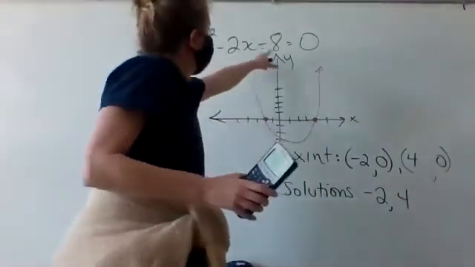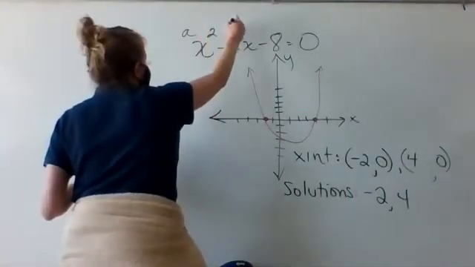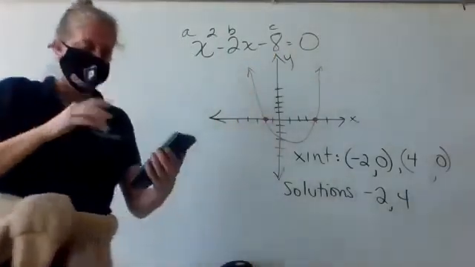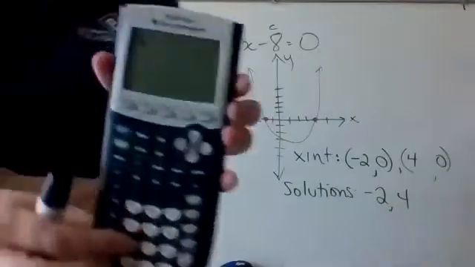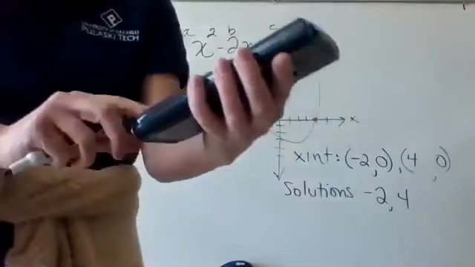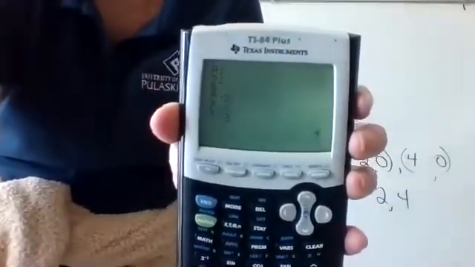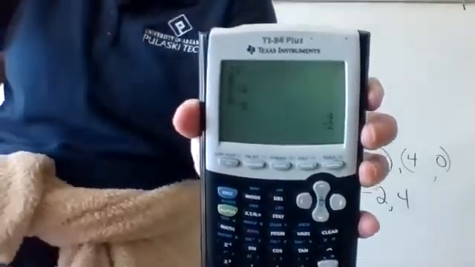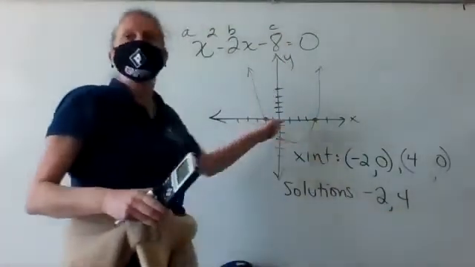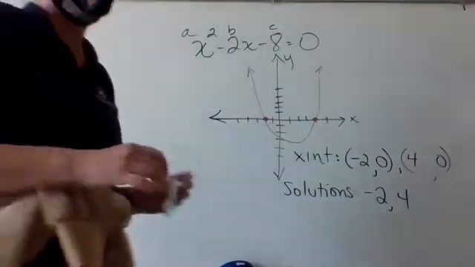Okay? So it all ties together. If I put the A, B, and C of this quadratic function in my quad program, so my A being 1, my B being -2, and my C being -8, look what it's going to give me. And when you hit enter, what does it tell you? 4 and -2, which are your solutions, and also where that quad crosses the x-axis. It's all tied together, same thing.